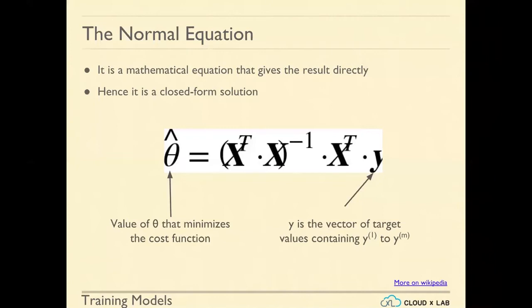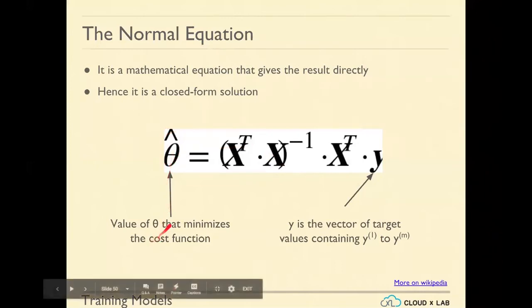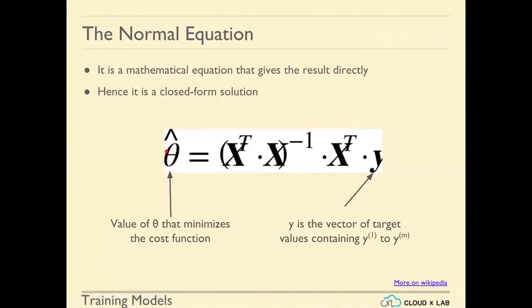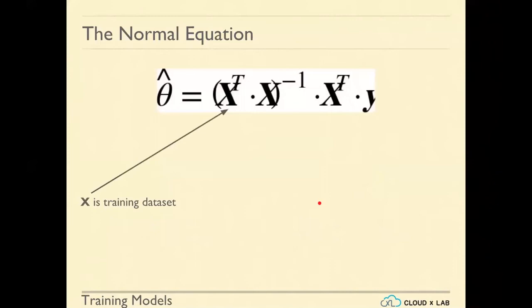So here the way we compute thetas, you see the hat here. Hat means those thetas that minimize the cost function. The cost function here is the mean squared error. So whatever X we have, we transpose it, we do a dot product. After doing the dot product, we do the inverse of it. And then we multiply it with X transpose and then multiply it with y. This X is the training data set.